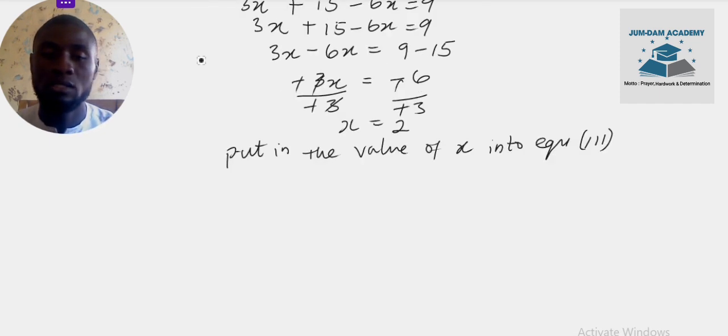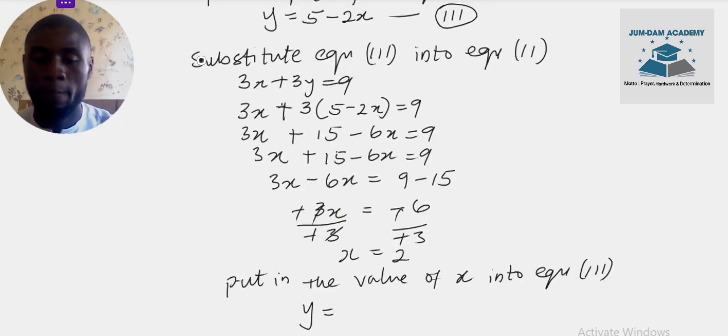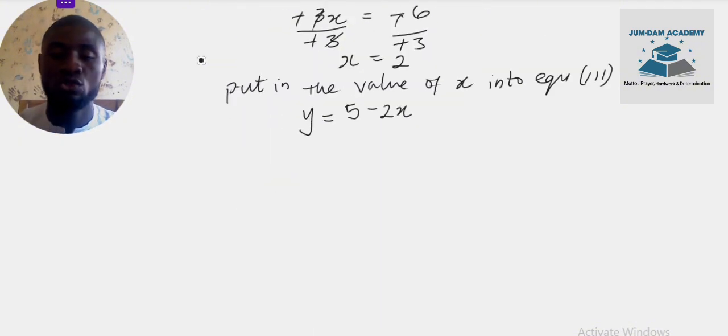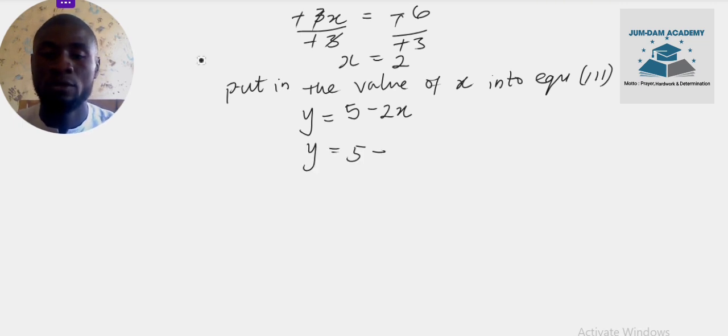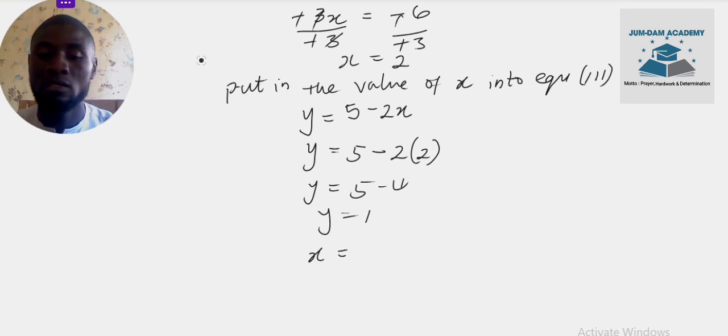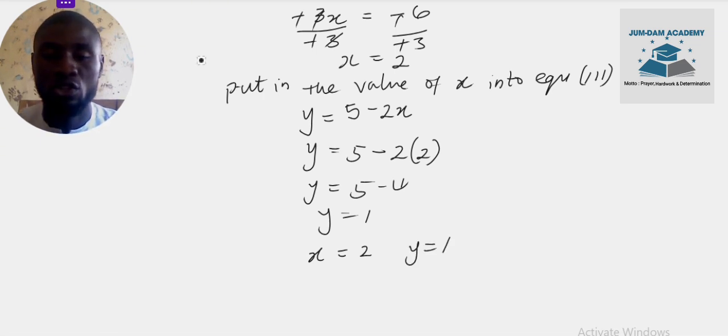So since y equals, let's check equation 3 again, 5 minus 2x, wherever we see x, we put 2. Now we say y equals 5 minus 2, open bracket, x equals 2. When we open the bracket, we have y equals 5 minus 4, so the value of y is equal to 1. Now our answers are x equals 2 and y equals 1. We just solved that simultaneous equation using the substitution method.